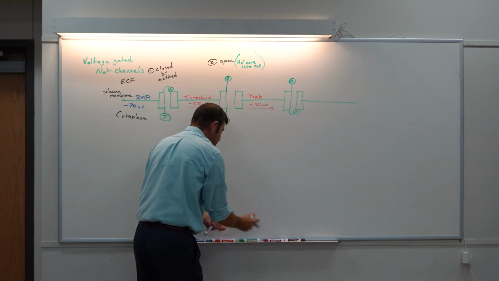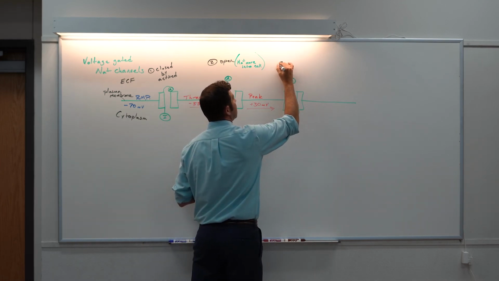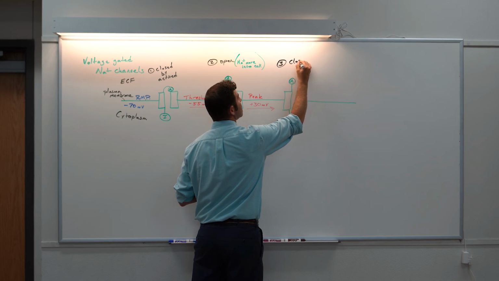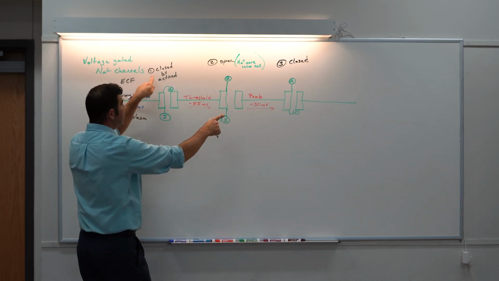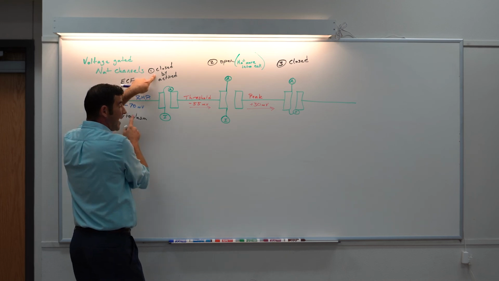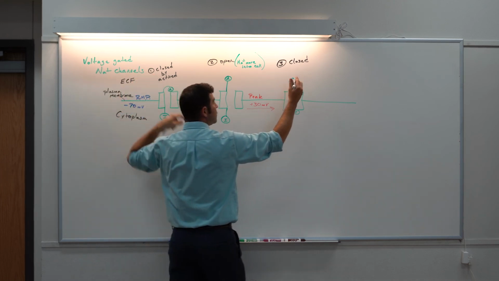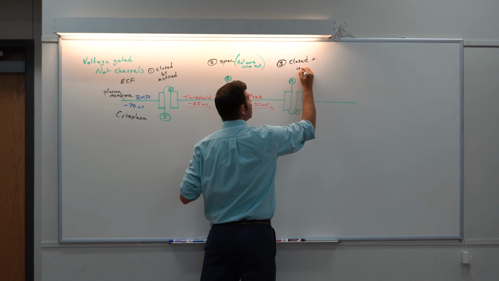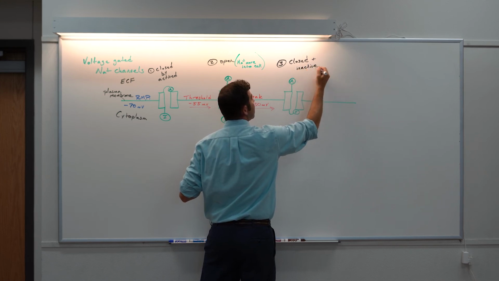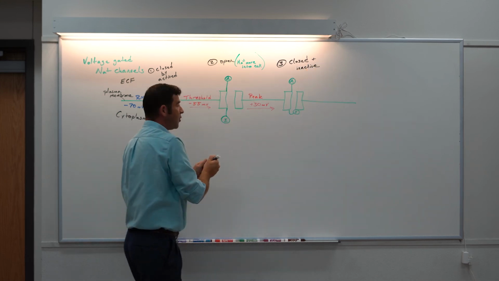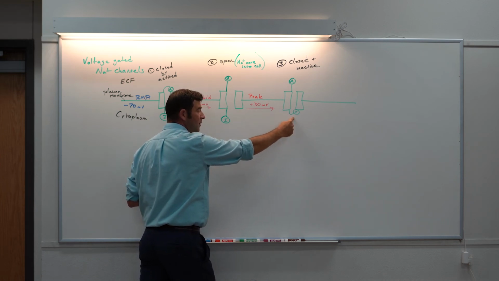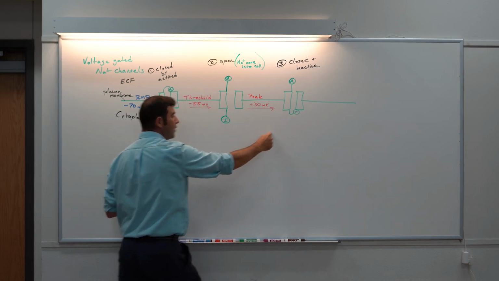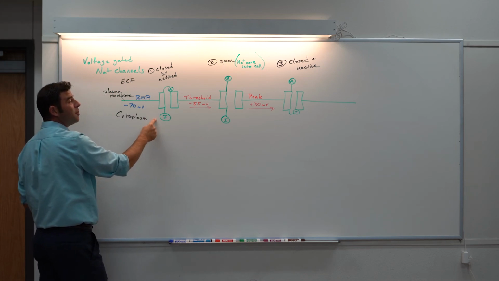This third position here is also closed, so no sodium ions can cross. But notice that there's a difference between closed and activated versus closed and inactive. This is a closed sodium channel that is not capable of sending another action potential. In order to send another action potential, these channels have to reset back to their original position.